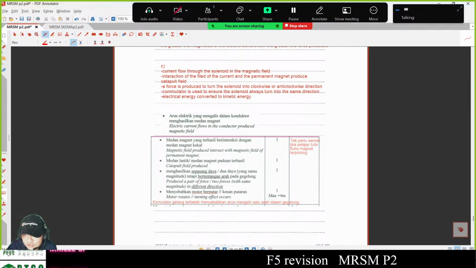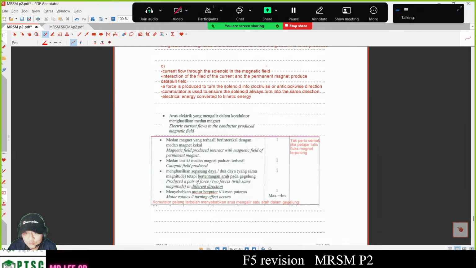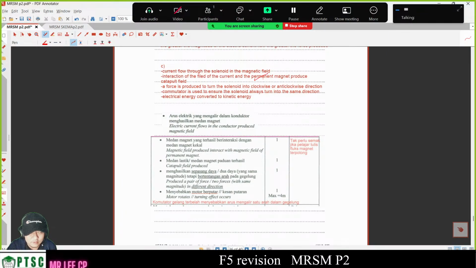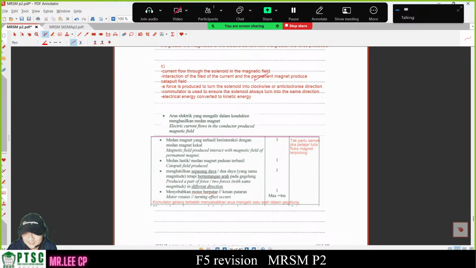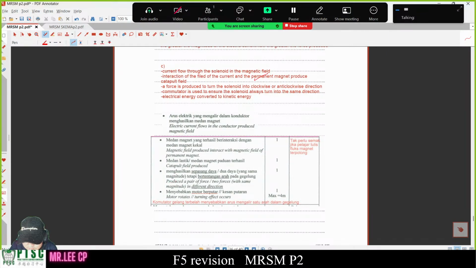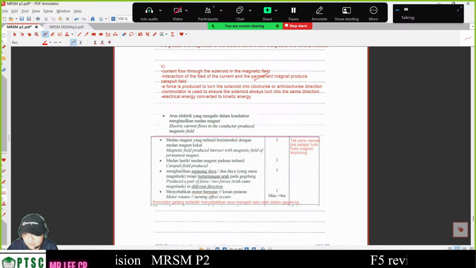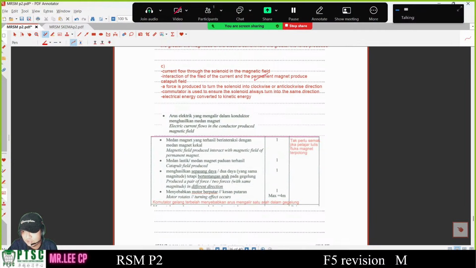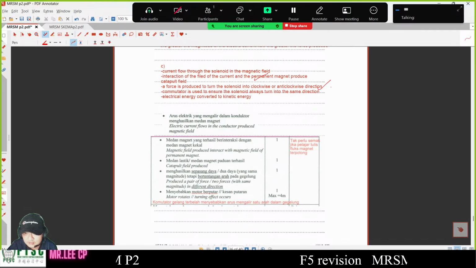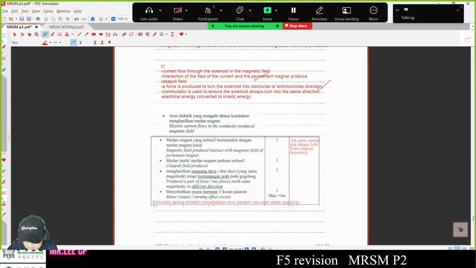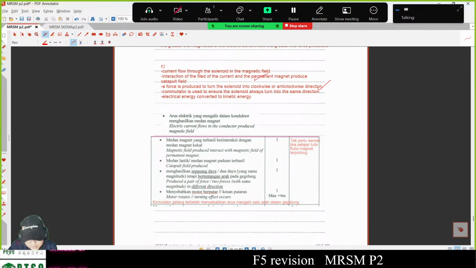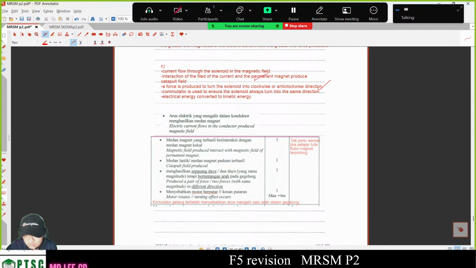So these two actually can give me 2 marks. But never mind, I give myself 1 mark only. I purposely give lower. And then the next one, produce the pair of force, 2 forces in different directions. So the motor rotates, turning effect occurs. So the force is produced to turn the solenoid in clockwise and anti-clockwise direction. Same thing, same direction of force or opposite direction of force, then the motor rotates, turning effect occurs.